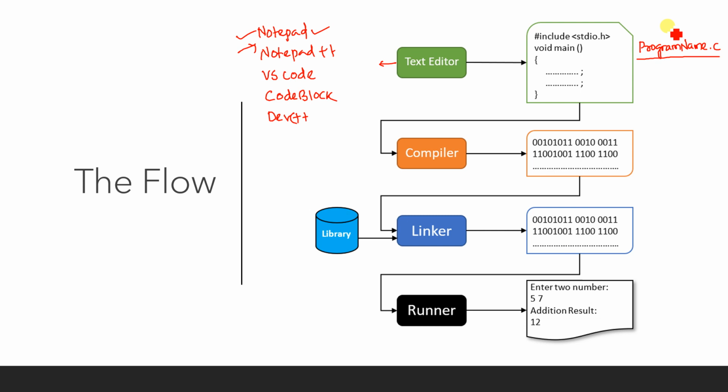Then the program will be saved with the help of a text editor. After saving, this file is generally called the source file. Okay, this is called the source file, right? So you have written the program. Now the next step is you have to execute it.